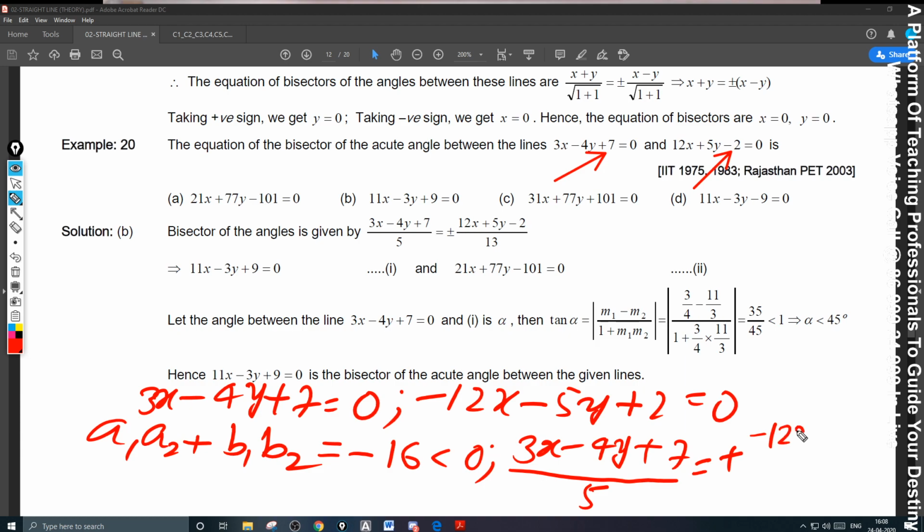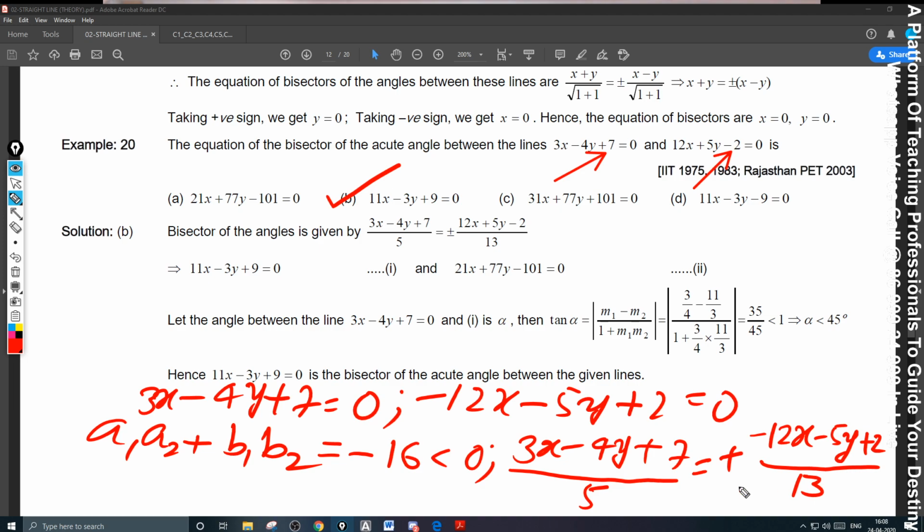Minus 12x plus 5y plus 2 divided by the square root of 12 square plus 5 square, which is 13. This is to be simplified. And hence finally if you simplify this, you will get this as the answer.